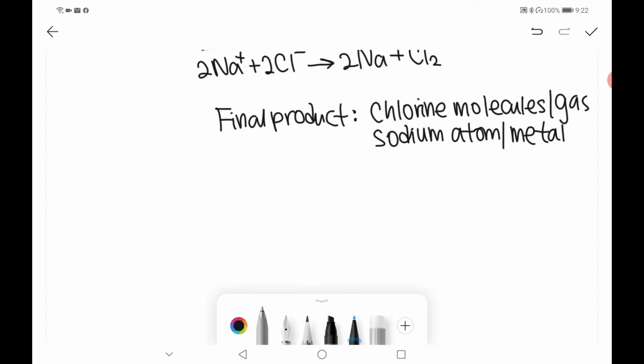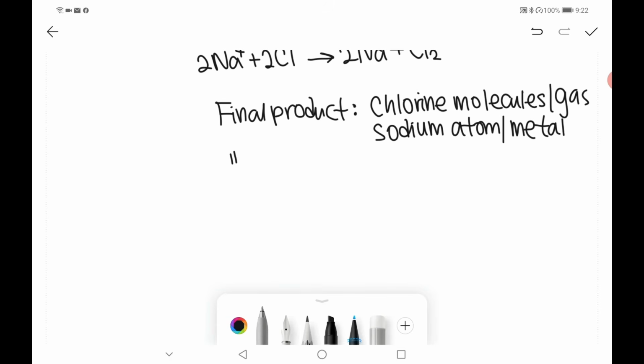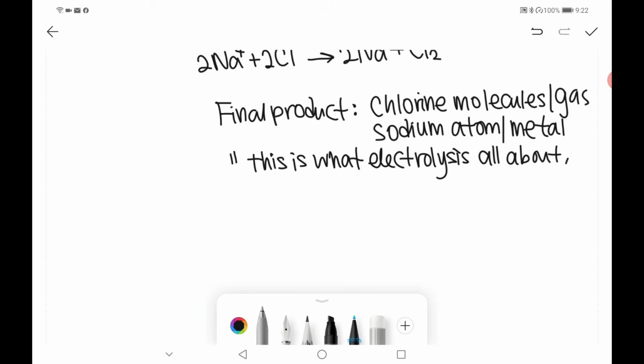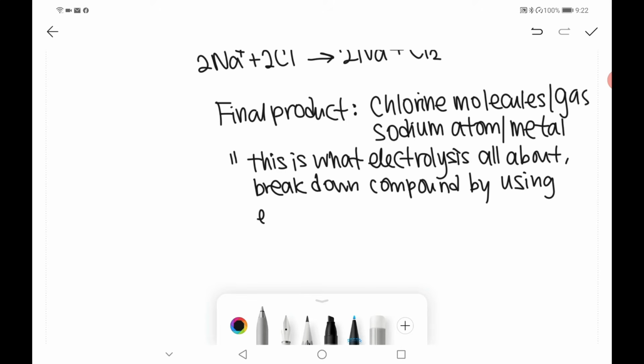So here I put the remarks. This is what electrolysis is all about. We break down the compound by using electricity. We use electricity to break down the substance. So this is electrolysis.